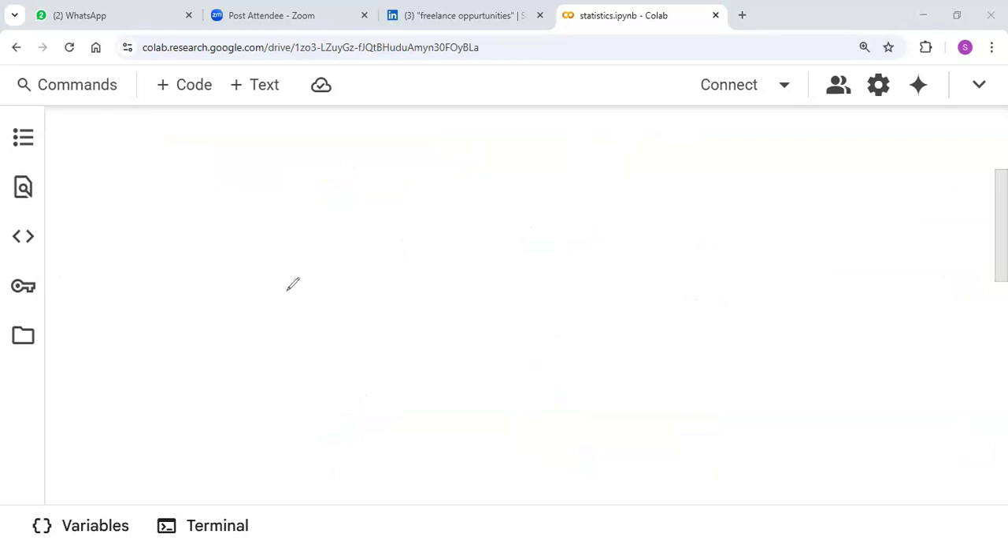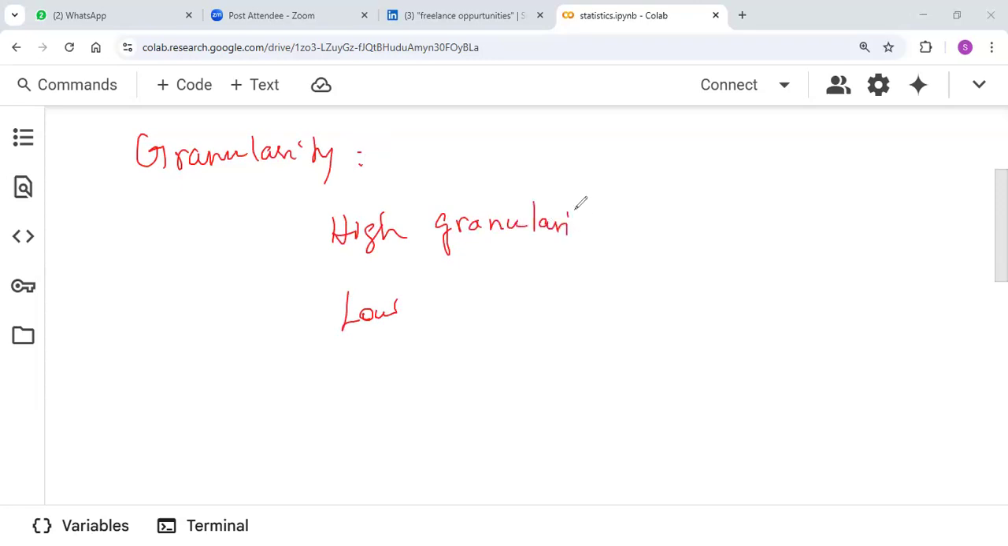Yes, guys, granularity is another factor that affects the data quality. Granularity is the level of detail or resolution present in your data. The data might be very detailed, high granularity, or low granularity. It always depends on your problem statement, and you can make your granularity level according to the requirement.